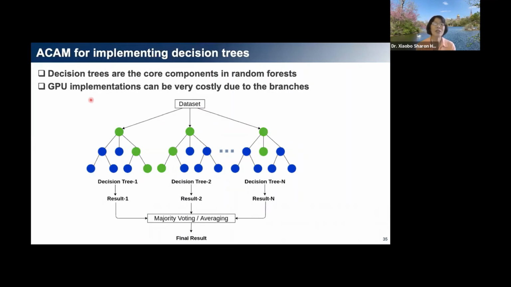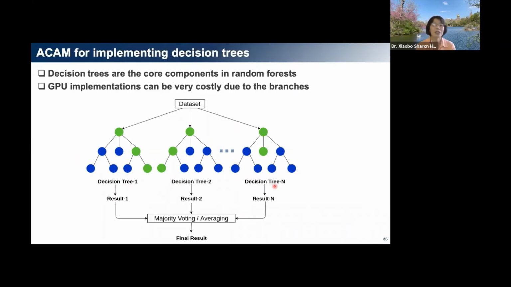And this is using ACAMs for implementing decision trees in random forest. Decision trees are the core component in random forest. And random forest, though it may not offer as high accuracy as, say, deep neural networks, is sometimes preferred because it has this nice property of being more explainable. So lots of people are working on these random forest based machine learning models.